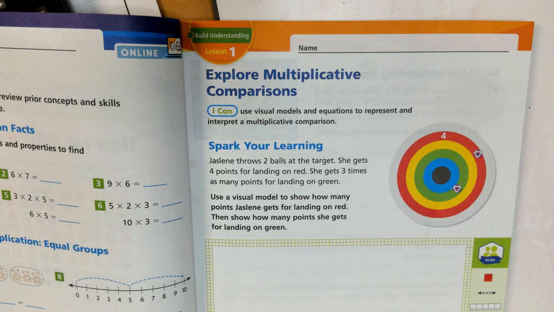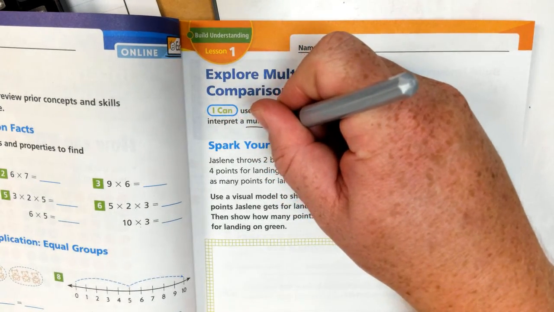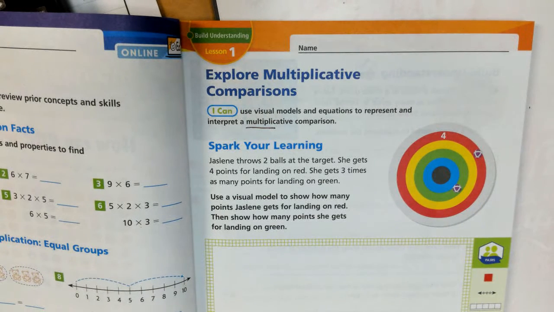Explore multiplicative comparisons. Okay, and we see the I can statement says today I can use visual models and equations to represent and interpret a multiplicative comparison. Multiplicative, you see the word multiply right there. So multiplicative comparisons are how we're going to be showing comparisons that multiply rather than just more than or less than like we have been with addition and subtraction. So now our comparisons are going to be multiplicative.